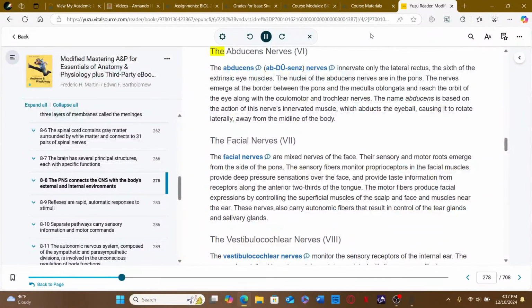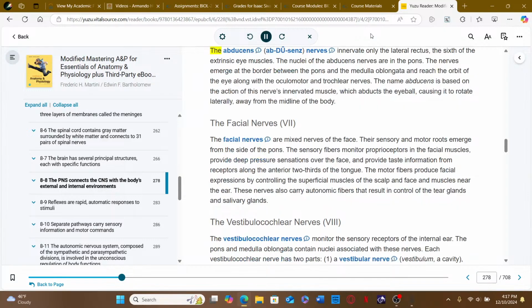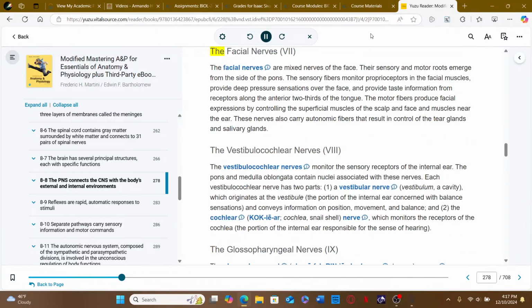The abducens nerves, 6. The abducens nerves innervate only the lateral rectus, the 6th of the extrinsic eye muscles. The nuclei of the abducens nerves are in the pons. The nerves emerge at the border between the pons and the medulla oblongata and reach the orbit of the eye along with the oculomotor and trochlear nerves. The name abducens is based on the action of this nerve's innervated muscle, which abducts the eyeball, causing it to rotate laterally, away from the midline of the body.